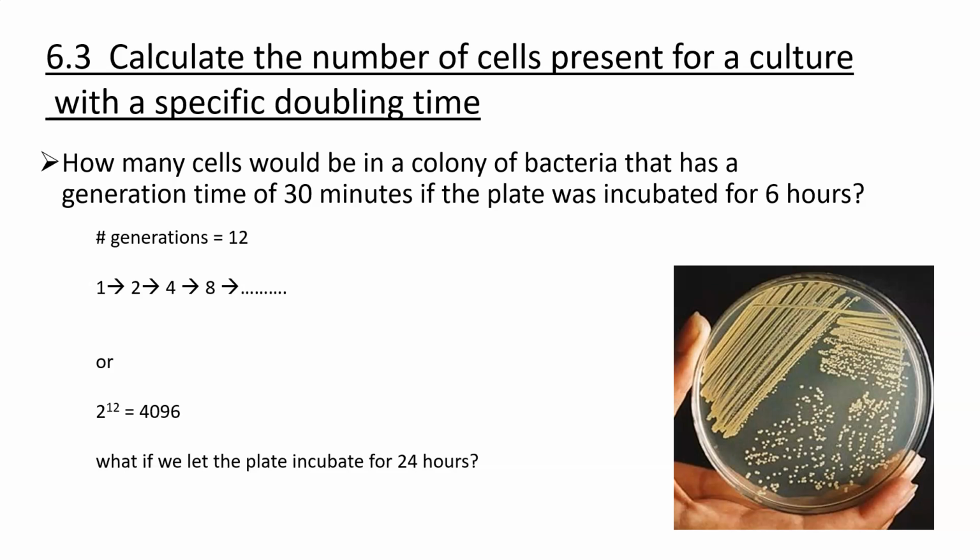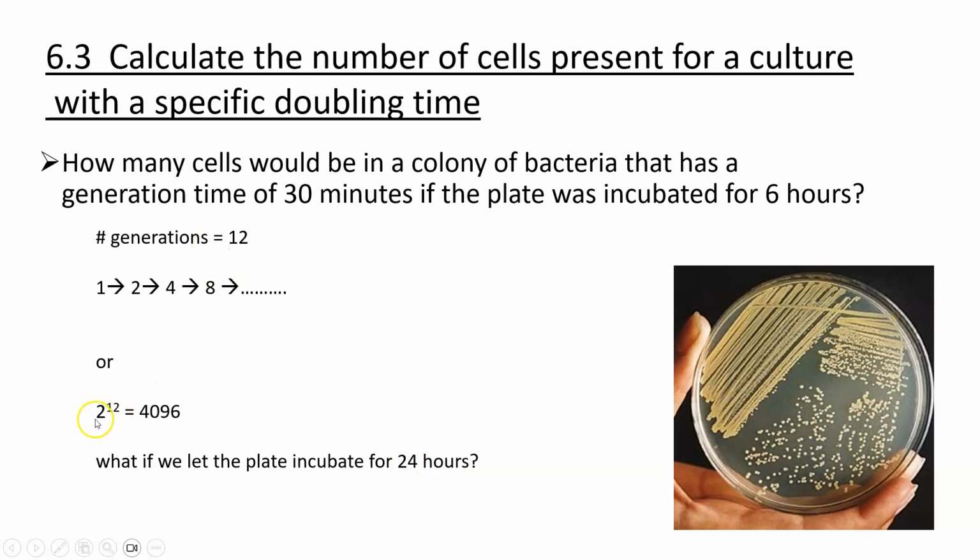Okay, so do the same problem again. What if we let the plate incubate for 24 hours? So if we're going to start with one cell, the generation time's 30 minutes, and we're going to incubate it for 24 hours. So let's see, 24 hours, 30-minute generation time. That means 48 generations.